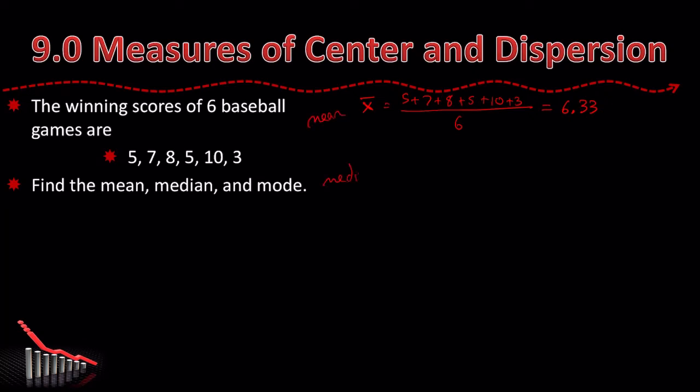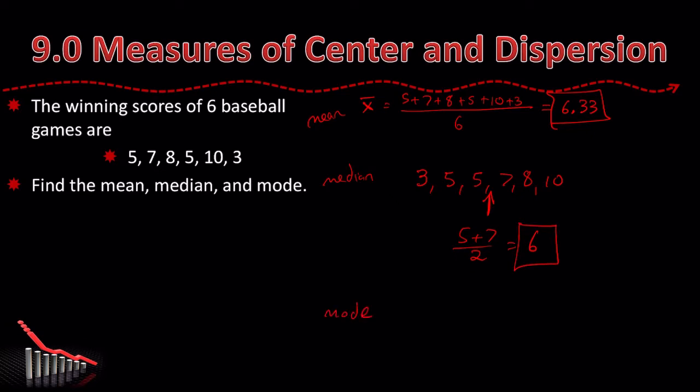For the median, you have to write the numbers in order from smallest to biggest. So 3, 5, 5, 7, 8, and 10. And the median is the middle, so the middle is right there. So I'll have to add those together and divide by 2, and you end up with 6. So the mean was 6 1/3. The median is 6. And then the mode is the one that's there most often, and you can see from the list 5 is there most often.